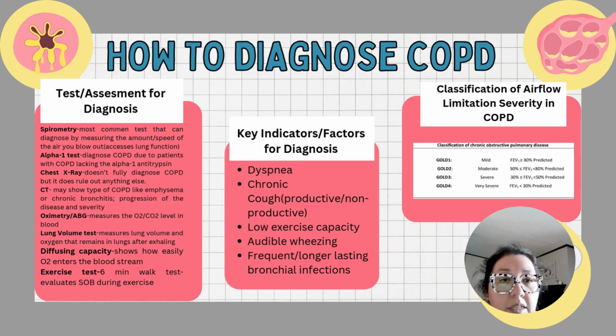Classification of airflow limitation severity in COPD, which is also known as your GOLD standard for COPD, to be categorized as a GOLD 1, which is mild, your FEV1 has to be greater than or equal to 80% of predicted. Your GOLD 2 is considered moderate, which has to be greater than or equal to 50%, but under 80% predicted. For GOLD 3, which is severe, it has to be greater than or equal to 30%, but under 50% predicted. And your GOLD 4, which is your very severe, your FEV1 is under 30% of predicted.